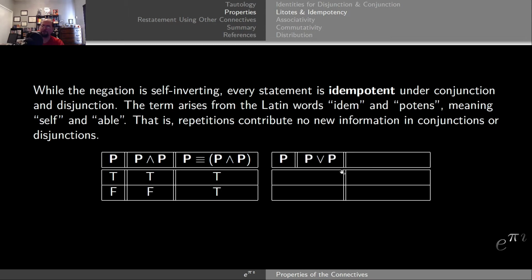Now, if I do the same thing for disjunction, basically the same thing happens. If P is true, true disjunction with true is true. On the other hand, false disjunction with false is also false. Notice these are the same. So if I look at the equivalence, true equivalent to true is true, and false equivalent to false is also true, giving me another tautology. Basically, if you have repetitions of the same proposition, you can throw away the repetitions with no cost.